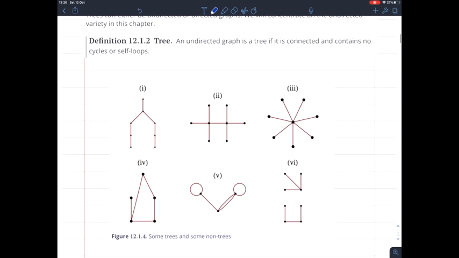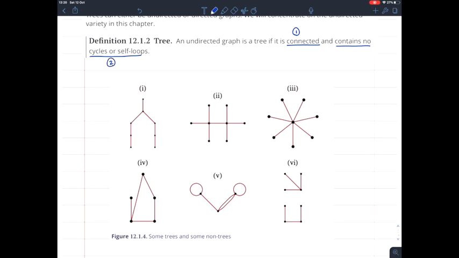As we've said, an undirected graph is a tree if it is connected and contains no cycles or self-loops. So this is another little addition. It needs to be connected, so that means you need to be able to get from one vertex to any other vertex by following edges. And the second part says it contains no cycles or self-loops.